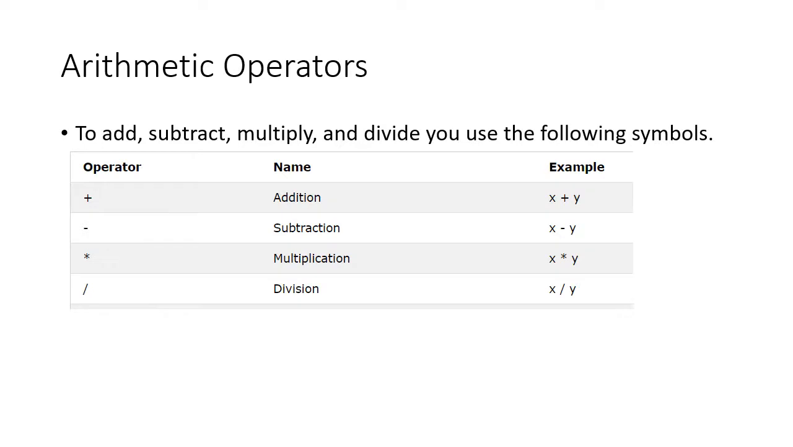Alright, so arithmetic operators. These mostly should just make sense to everybody. To add, subtract, multiply, and divide, use the following symbols. A plus sign for addition, so an example would be x plus y. Subtraction is a minus sign, x minus y. Multiplication is the star symbol, so that's going to be shift 8, and for example, x times y. Division is a slash, so right below the question mark, and x divided by y.